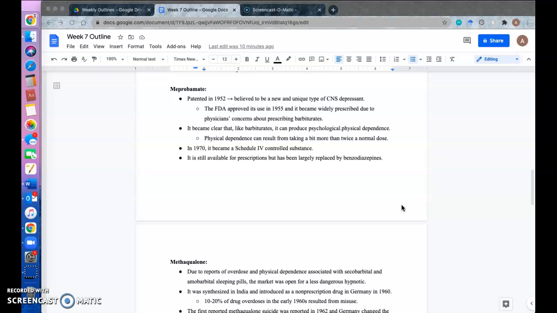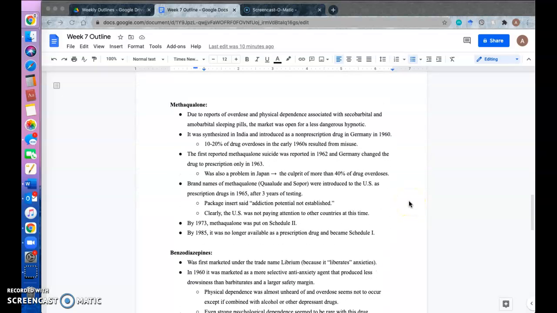Physical dependence can result from taking a bit more than twice a normal dose. In 1970, it became a Schedule IV controlled substance. It is still available for prescriptions, but has been largely replaced by benzodiazepines.